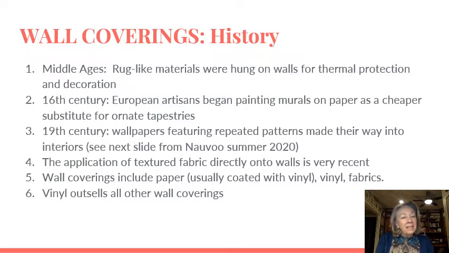By the 16th century, European artists began painting murals on paper as a cheaper substitute for ornate tapestries. As we talked about, those tapestries took many, many years to make, and so they were very, very expensive. They were gorgeous, but they were so time-consuming. So certainly the average person couldn't have access to those tapestries then or now. So the European artisans began painting murals on paper, and so that's, as far as we know, the earliest wall coverings that were actually paper, in the 16th century.